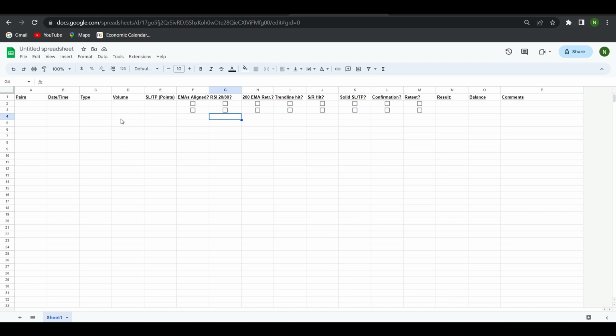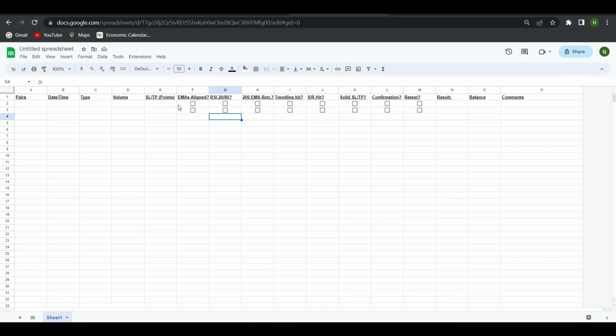So, a journal essentially is a way for you to evaluate your trading strategies and your trading mindset in the markets. And this is an example of my own personal journal. I'm using Google Sheets, and this is a free tool for you to use. And you can see that I have a couple of columns and rows here that allow me to track the stats that I want for my strategy.